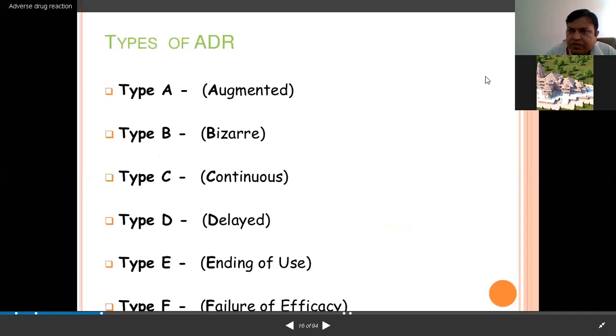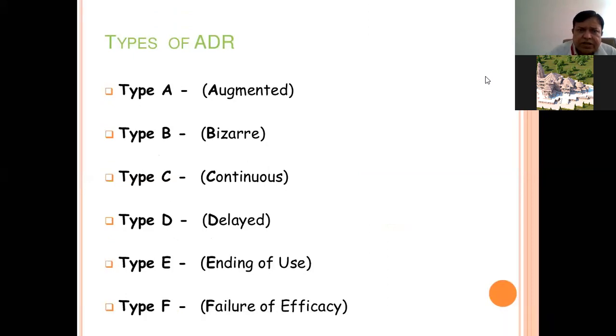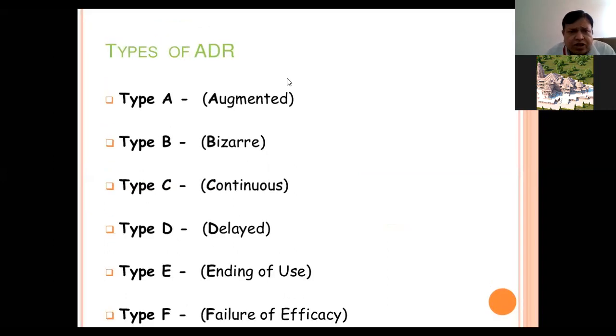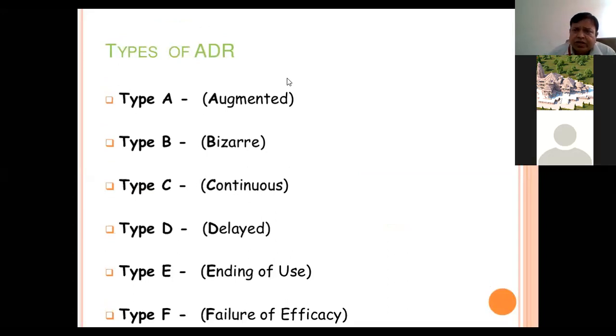Yesterday in class, we studied drug adverse reactions, and I told you what a drug adverse reaction is and how it happens. Now it is the types of drug adverse reaction.